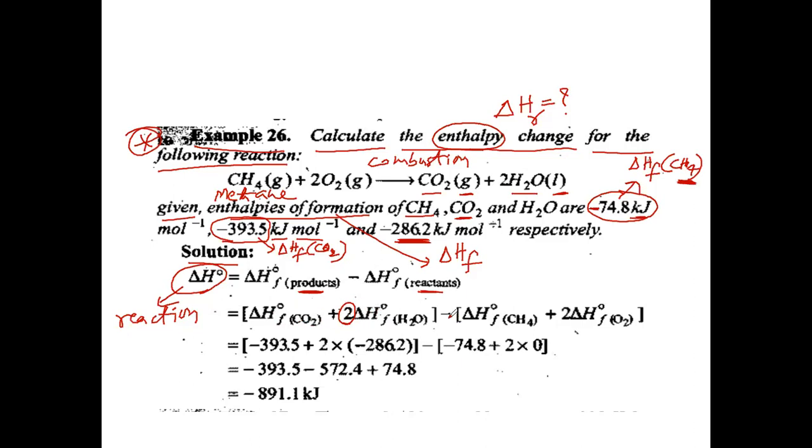Minus the reactants. Now what are the reactants here? 1 mole of methane and 2 moles of oxygen element. Methane is a compound and O2 is an element. So the enthalpy of formation of methane plus 2 into the enthalpy of formation of O2, because there are 2 moles of oxygen. The enthalpy of formation of an element is always 0.